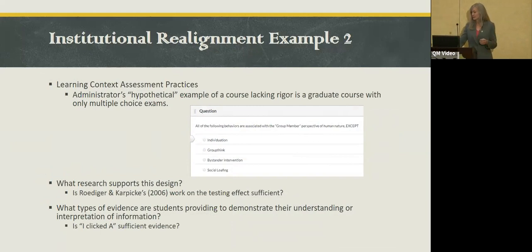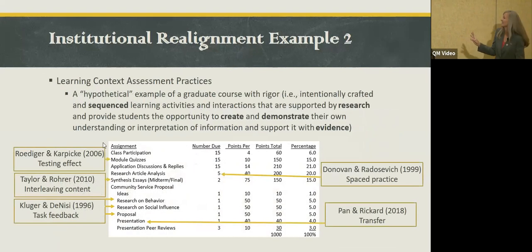Let's contrast that with a different example. And I know this is how to not make a slide. It's busy, I apologize. Here's another hypothetical class. And I repeated the definition of rigor for you there to show you how it aligns. In this class, we have module quizzes, also multiple choice, recurring through the semester, capitalizing on that testing effect, okay? But that's not it. There's more research evidence we can bring to bear here.